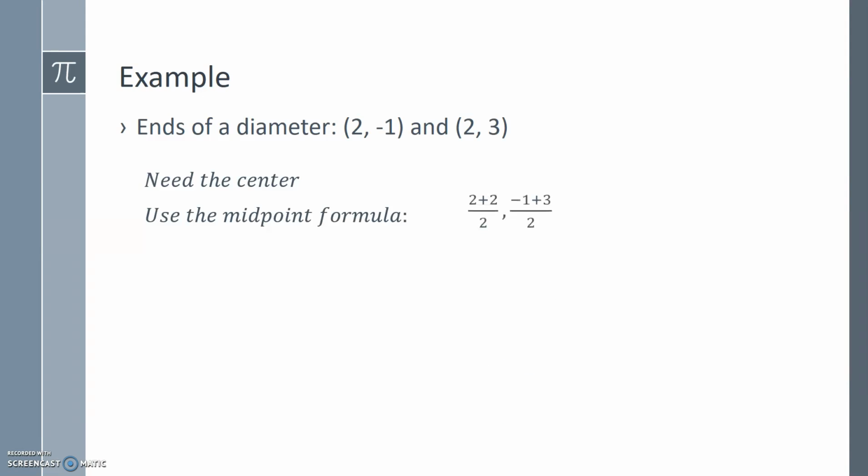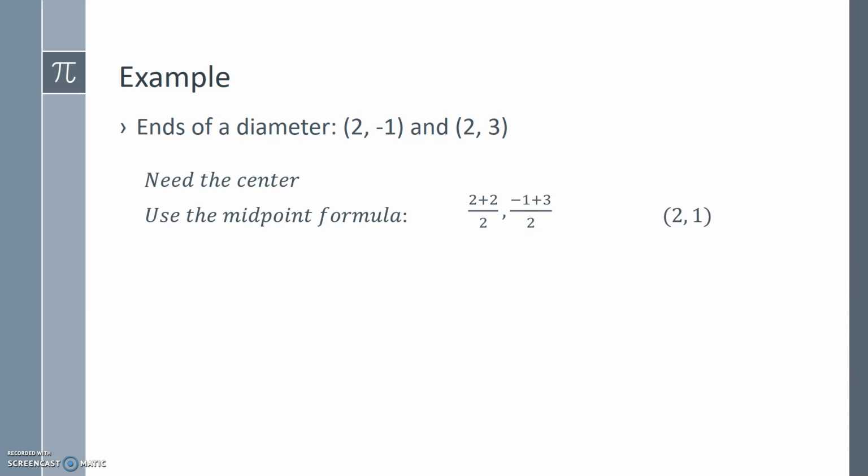So I'm going to take the two endpoints and find the x values and the y values, so I'm going to find their averages. So (2 + 2) divided by 2, (-1 + 3) divided by 2. You should know this midpoint formula. You also used this in the last part of Unit 7, so it doesn't go away. So (2 + 2) divided by 2 is 2, and (-1 + 3) divided by 2 is 1. So the center is (2, 1).